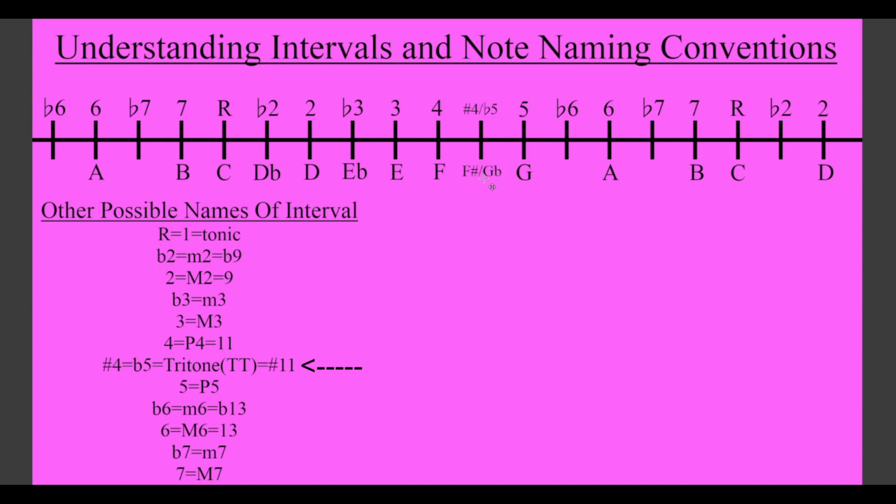Then now in this spot you have to remember we could be thinking of this as a sharp 4 or a flat 5, and we're going to call it a different name depending on which interval we mean when we're saying it. So if that C is part of a diminished chord, we're going to be thinking of this as a flat 5 and calling it G flat.